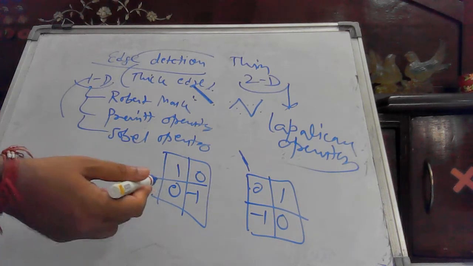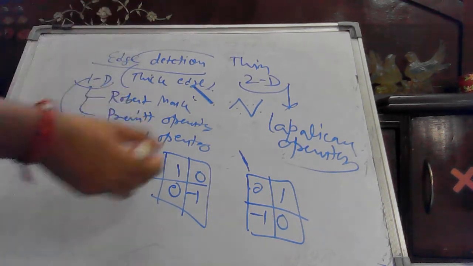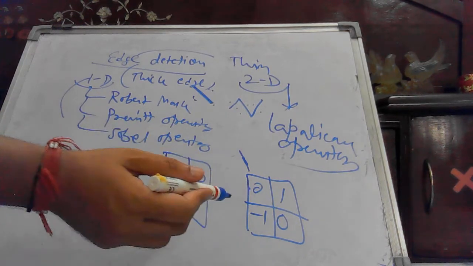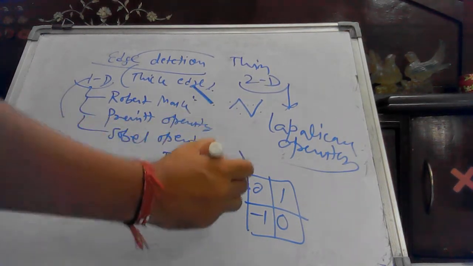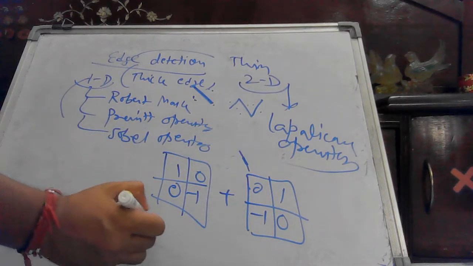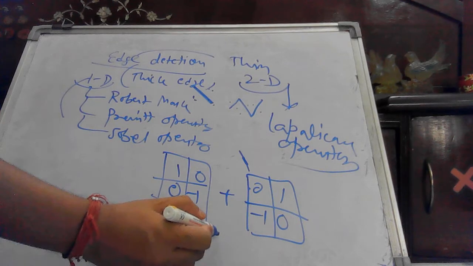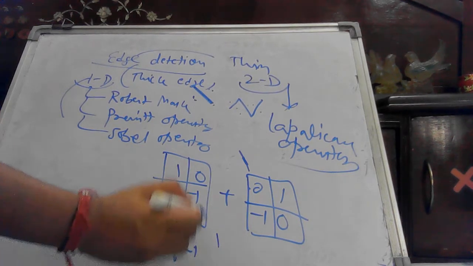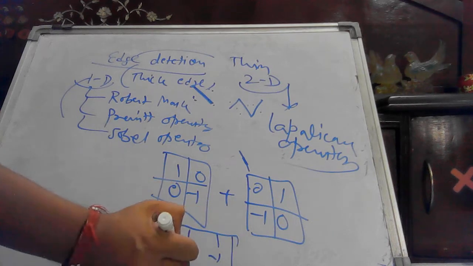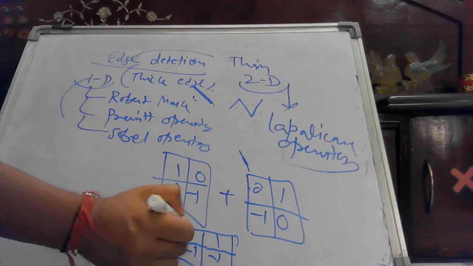And if you want to detect thick edges, edges in the vertical direction as well as horizontal direction, then you could simply sum both the horizontal and vertical, and you could use this mask. This mask is giving you 1, 1 and minus 1, and this minus plus 0 is minus 1. So you could also use this mask. This is nothing but a Roberts mask.